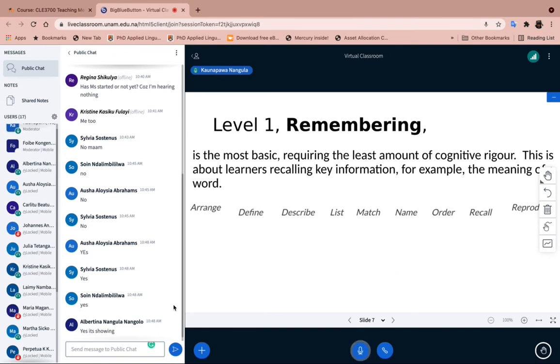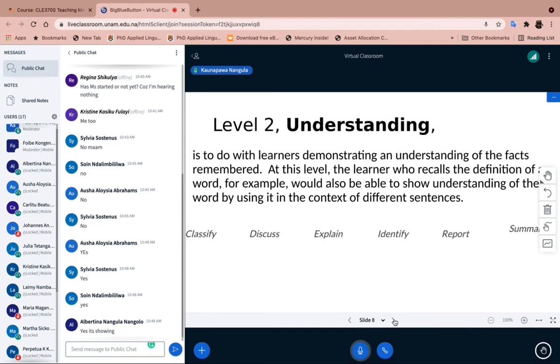And then moving on, because that's very clear. The second level, we have got understanding. Understanding has everything to do with learners demonstrating an understanding of facts remembered, all right? Demonstrating that they understand something that they've read, for example. At this level, the learner who recalls the definition of a word, for example, will be able to show understanding of the word by using it in the context of different sentences, all right? So that's more clear, right?